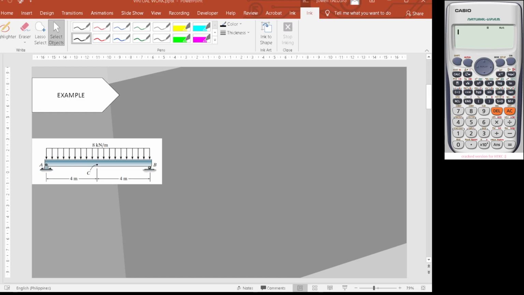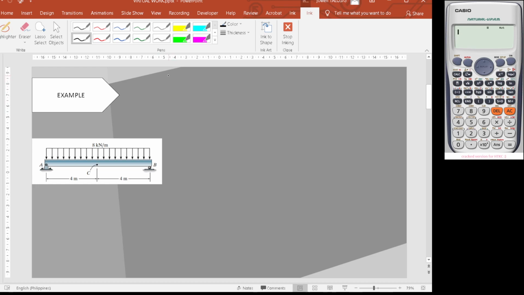We have here, for example, a beam ACB loaded by an 8 kilonewton per meter uniformly distributed load. The length of AB is 4 meters and then 4 meters. First, if you're going to solve for the deflection at C, we need to familiarize ourselves with the formula again.